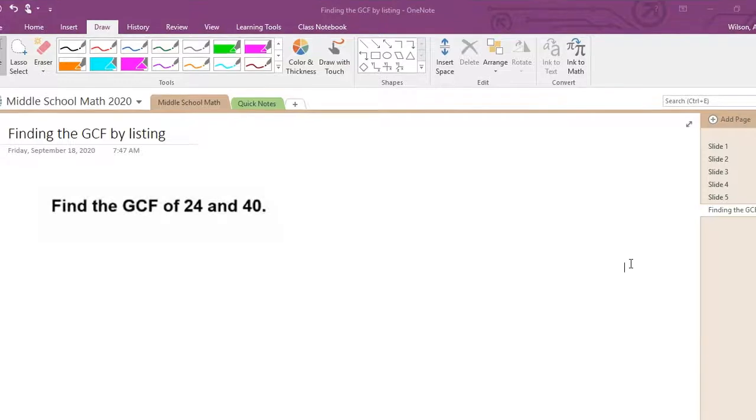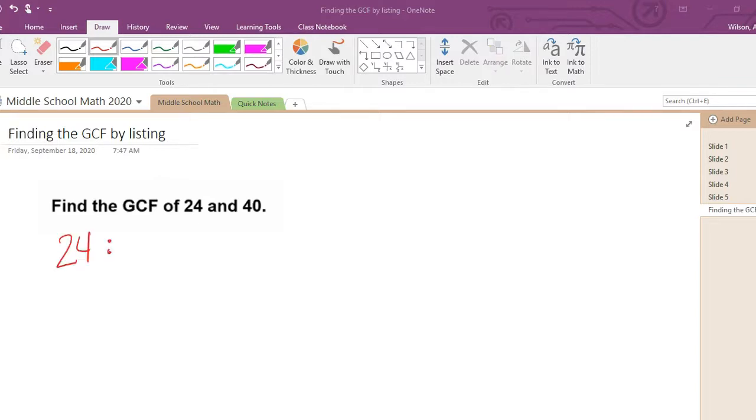All right, today I'm going to teach you all how to find the greatest common factor of 24 and 40 by doing the listing method. So the listing method is pretty simple. However, you do have to know your factors, the ways to multiply to get these numbers. So I'll start with this.